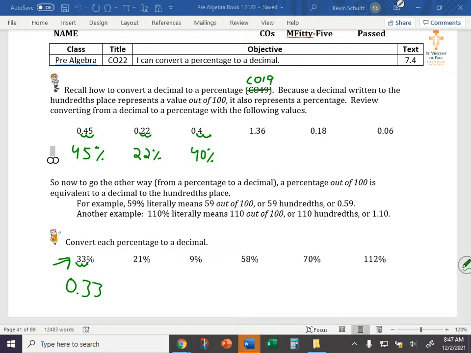Okay? How about 112%? The last one in that row there. 112% as a decimal. What's that going to look like? Wyatt? 1.12. 1.12, right? You still move it over to the left 2 spaces. It makes sense that we're going to have a value greater than a whole because our percentage is greater than 100%.